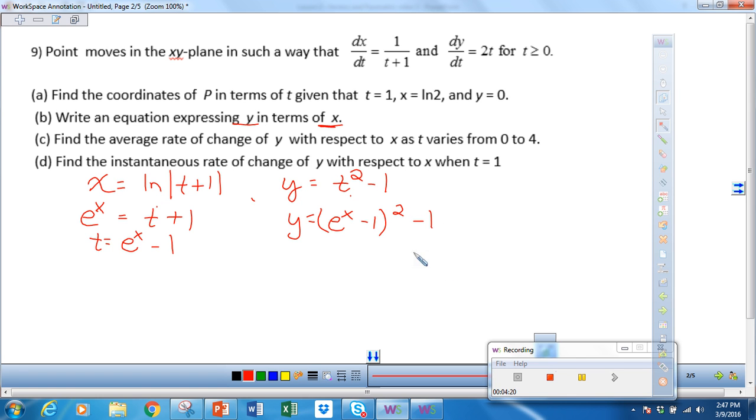Now, for a free response question, you could leave it just like that, but I'm going to simplify it a little bit and multiply this out. I get e to the 2x minus 2e to the x plus 1, and then minus the 1 on the end. So y is equal to e to the 2x minus 2e to the x. And that is my answer for B.